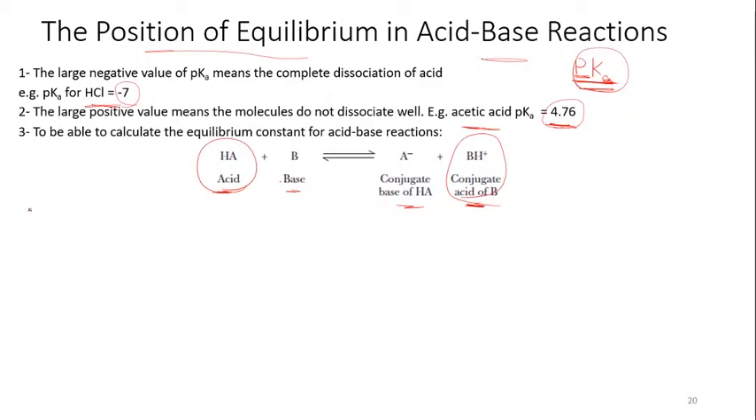To be able to calculate the equilibrium of the acid-base reaction, I first need my equilibrium constant, which in my first step would be the products over the reactants, which is the concentration of the conjugate base multiplied by the conjugate acid, over the base multiplied by the acid.